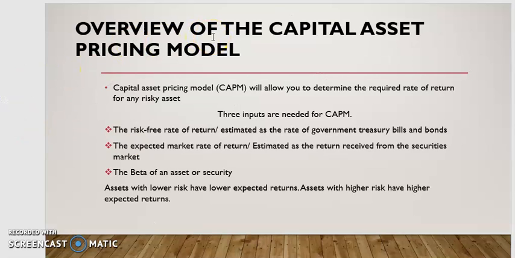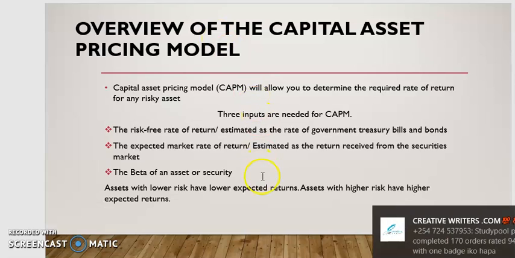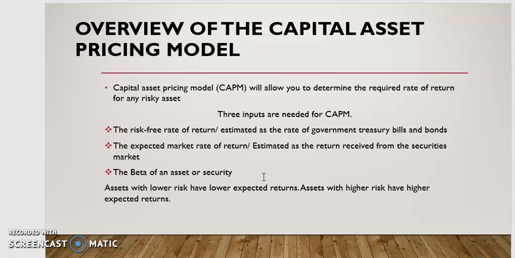An overview of the capital asset pricing model. We have three main inputs of the CAPM, which include A, the risk-free rate of return, which is estimated as the rate of government treasury bills and bonds, the expected market rate of return, which is estimated as the rate of return received from the securities market, and finally we have the asset beta, which is the variance of the market in respect to a given security.